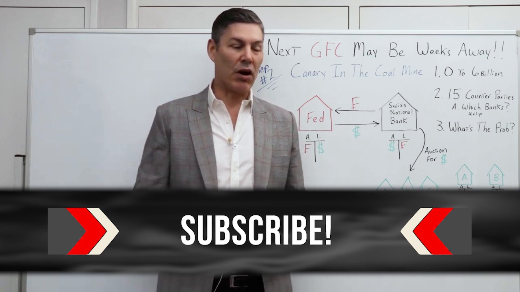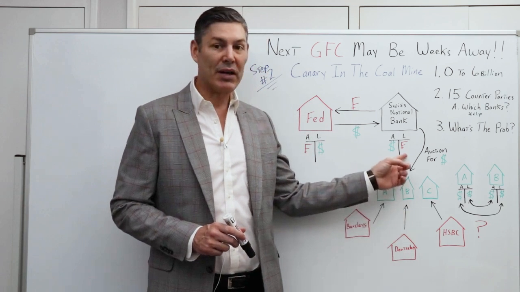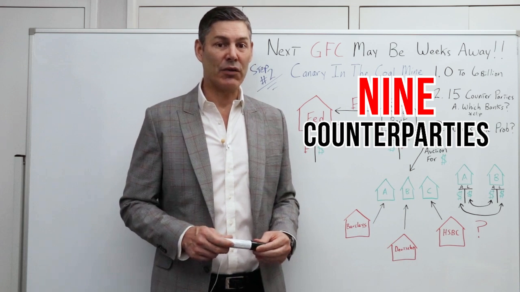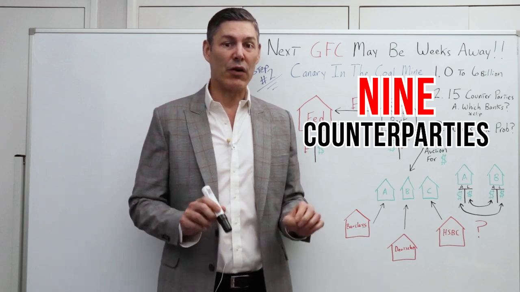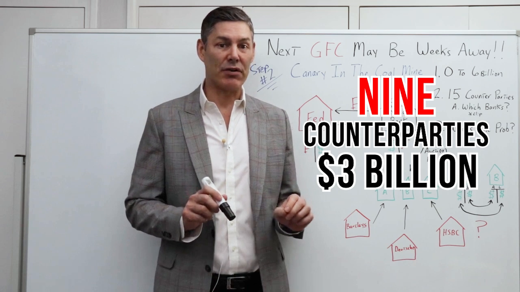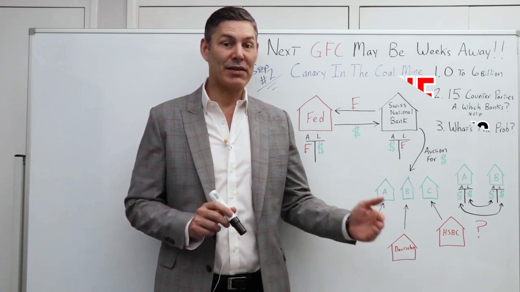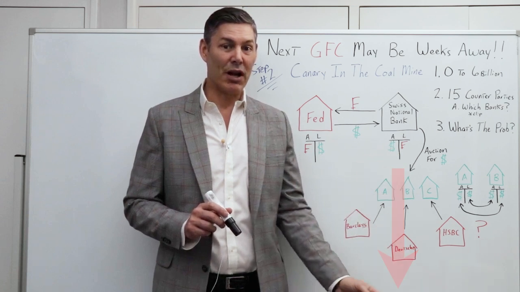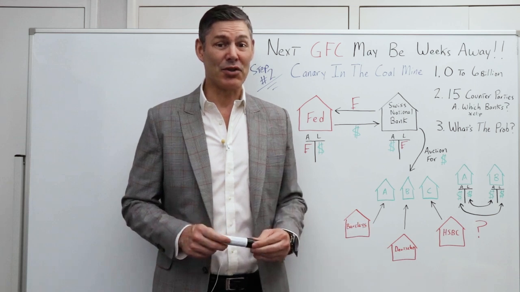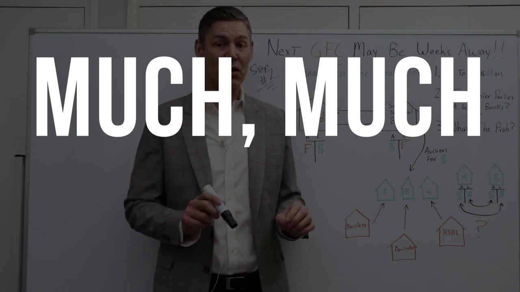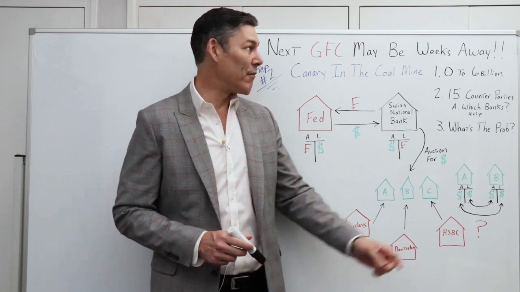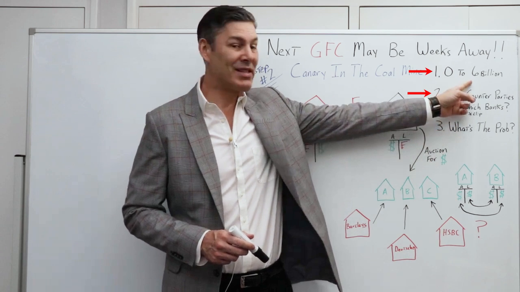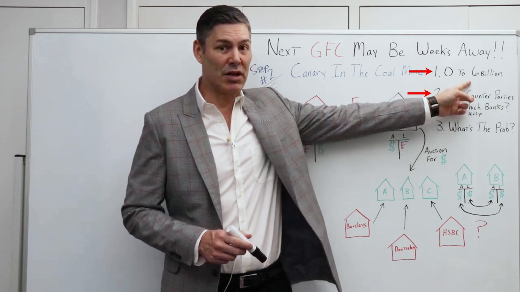Like I said, 2 weeks ago, banks started showing up needing dollars desperately. Initially, there were 9 counterparties that requested around $3 billion. But what happened last week? Did it go up or did it go down? In other words, did it get better or did it get worse? It got much, much worse. Last Wednesday, 15 counterparties showed up and requested $6 billion.